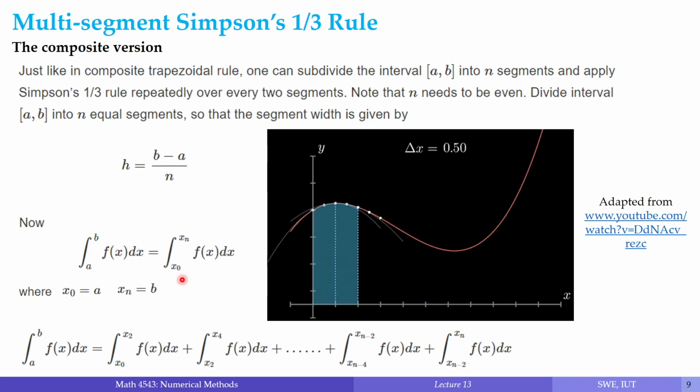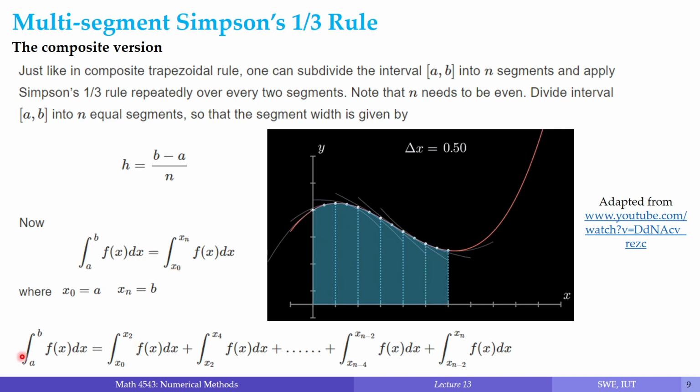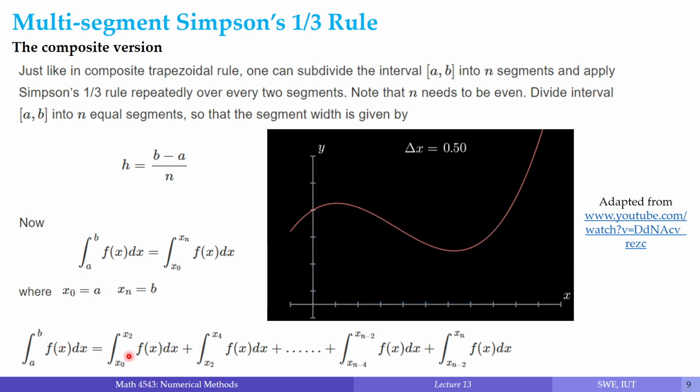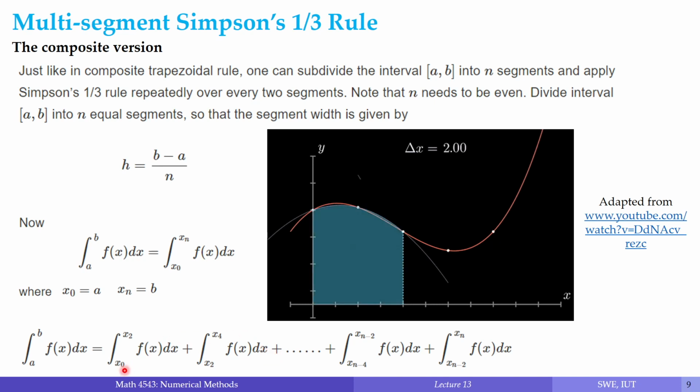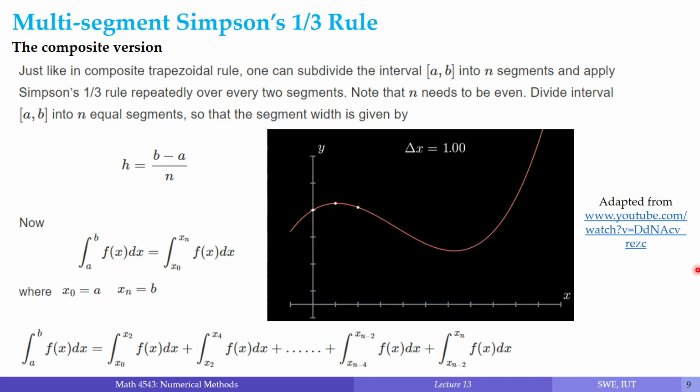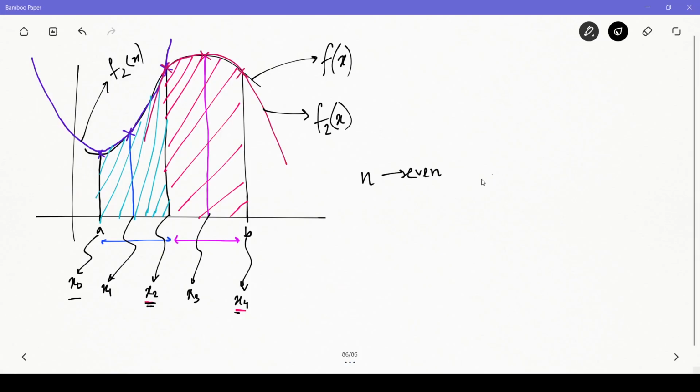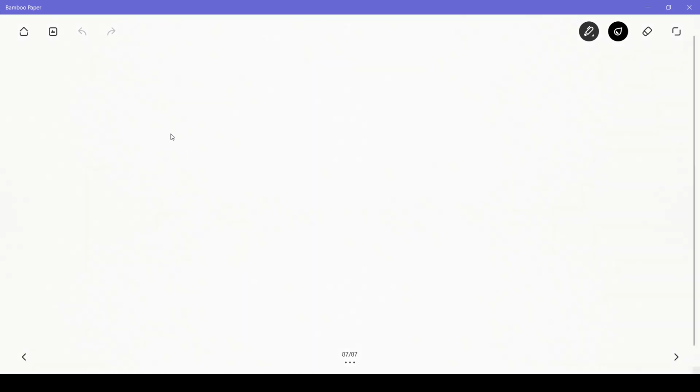Okay, now let's talk about the derivation. What we saw from our trapezoidal rule is that in order to come up with the area under the curve f of x, we summed up the area of the segments, right? We'll do the same thing for the multi-segment Simpson's 1 by 3 rule as well. So let's go back to the bamboo paper and try to understand this instead of speaking about it in the presentation. Okay, now that we are back, let's go to a new page and see the general case of this multi-segment Simpson's 1 by 3 rule.